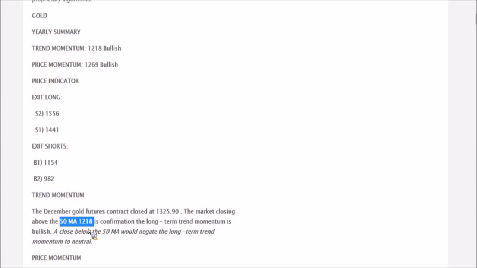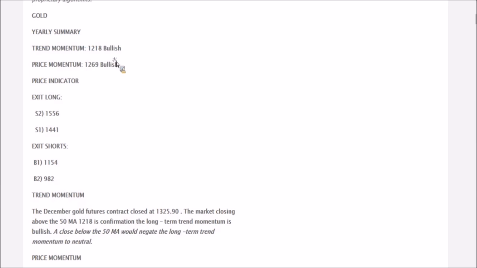But the work also tells you that if we do close below 1218, that it would negate this long-term trend to neutral. So this is our first pivot point that we use in the components of the algorithms that we use. The trend momentum is the moving average, and we use the 50-day moving average.